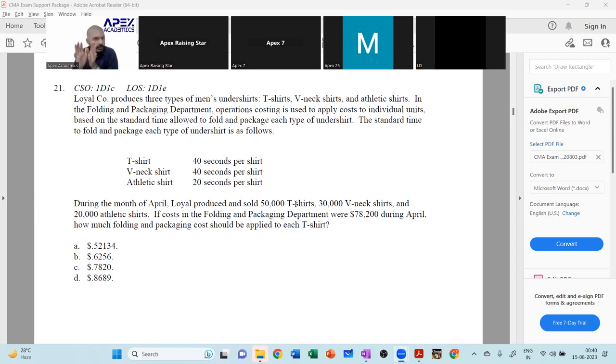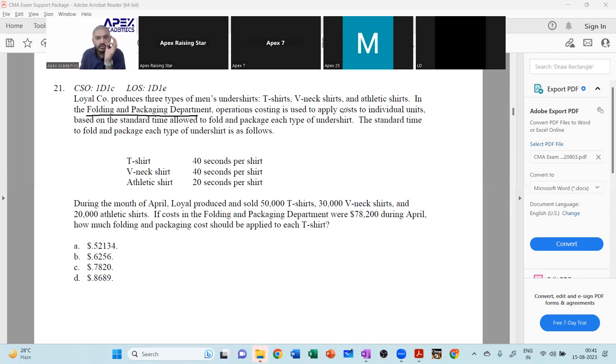You need labor for it. That is not the labor that makes the shirt. The labor that makes the shirt is different. Those are your tailors and your other guys. This is indirect labor. This is packaging cost. You have to put it in the box or whatever. Now you are calculating the packaging cost of folding the shirt.